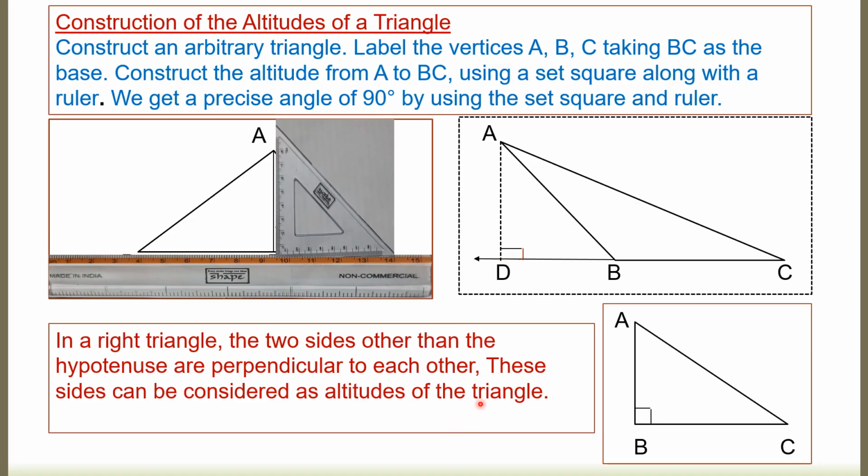Now the next one is a right triangle. Here you will understand one thing. As far as a right triangle is concerned, both the sides other than the hypotenuse are altitudes of the triangle. AB is an altitude for this side and BC is an altitude for the side AB.